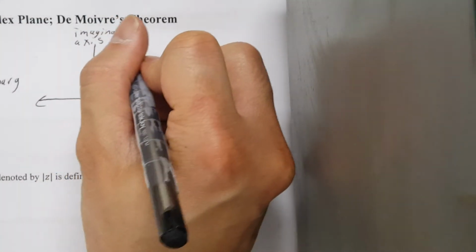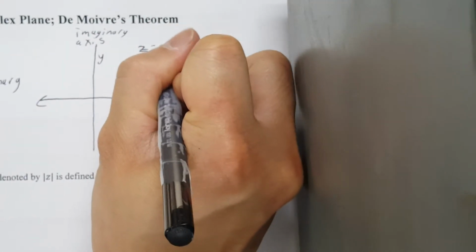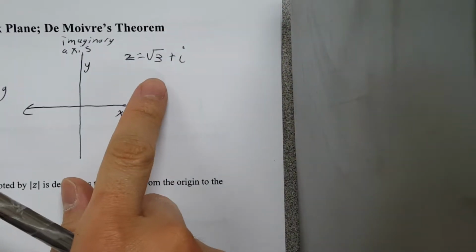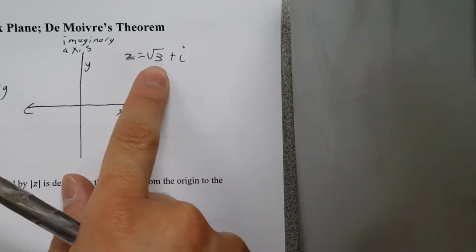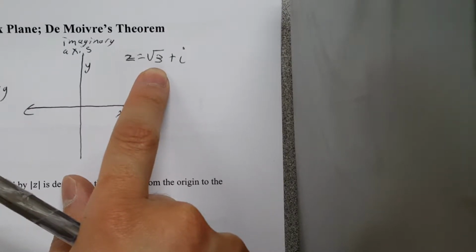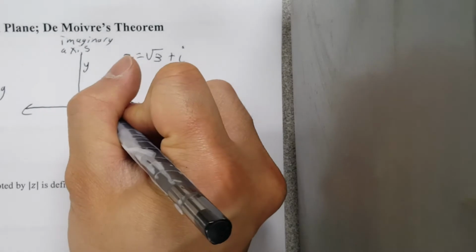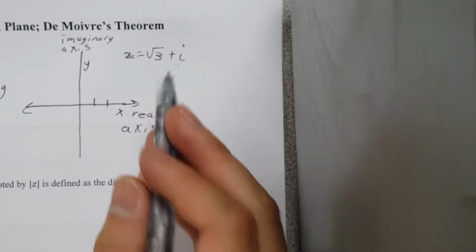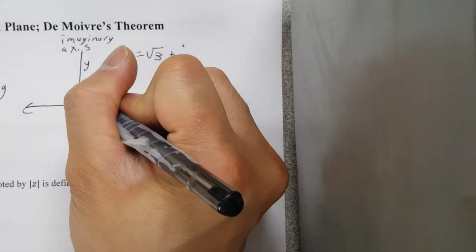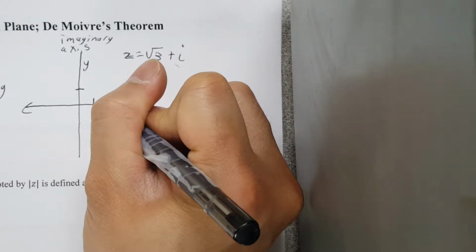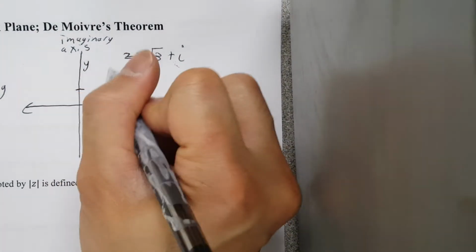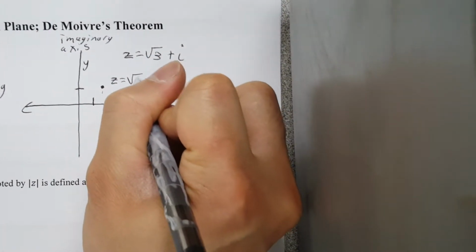So, for example, if I want to graph the complex number z is equal to root 3 plus i, here my real part is root 3, which is around 1.7. And then my imaginary part is a 1, because there's no number there. So it is going to be graphed somewhere around (1.7, 1). Okay? And that point is z is equal to root 3 plus i.